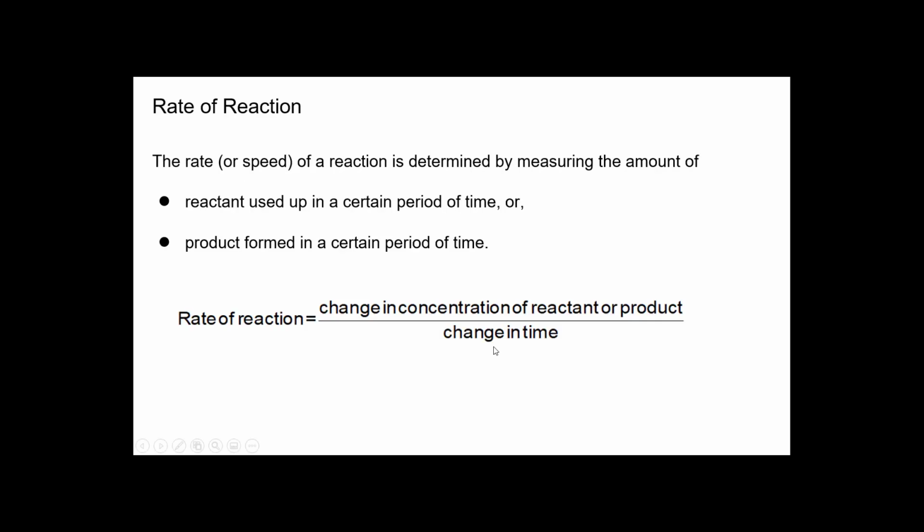So now let's take a look at reaction rate. We've covered conditions for a reaction to occur, but now we're going to look at rate, meaning time. How long does something take? The rate or speed of a reaction is determined by measuring the amount of reactant used up over a certain period of time, or product formed over a certain period of time.